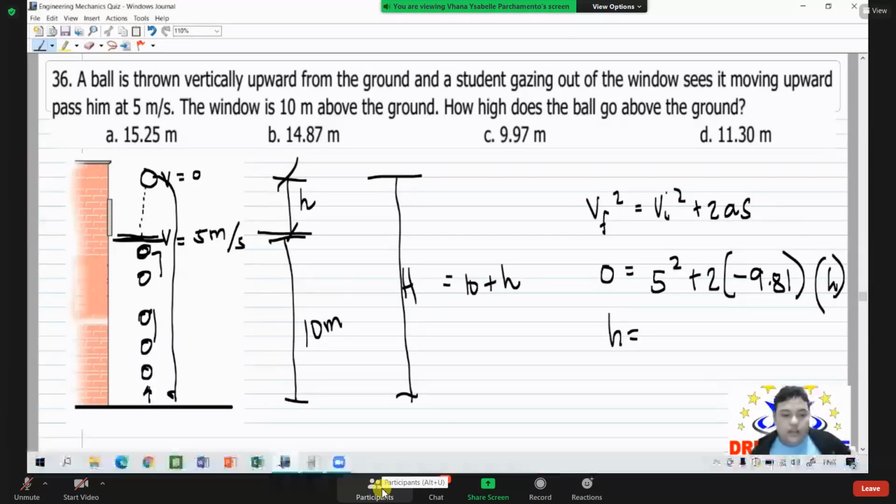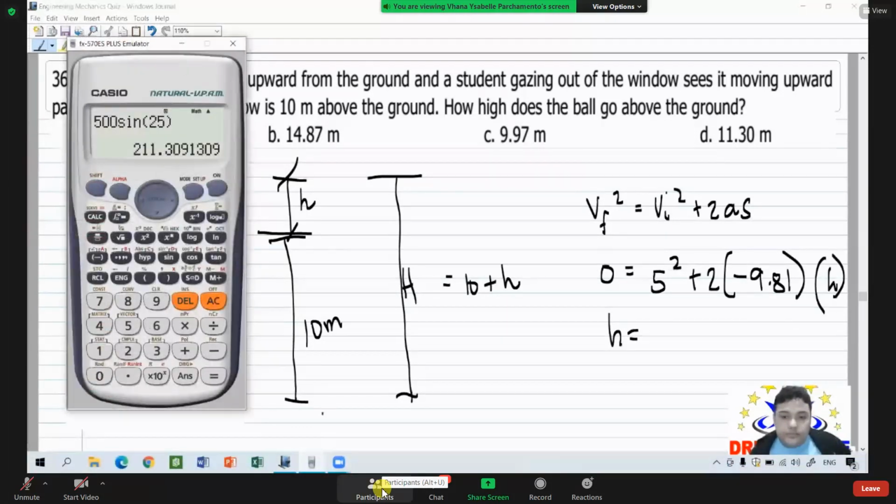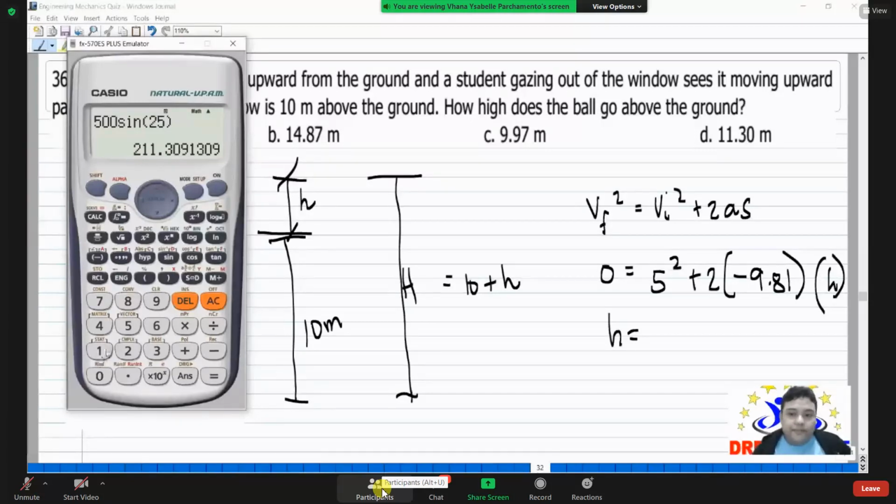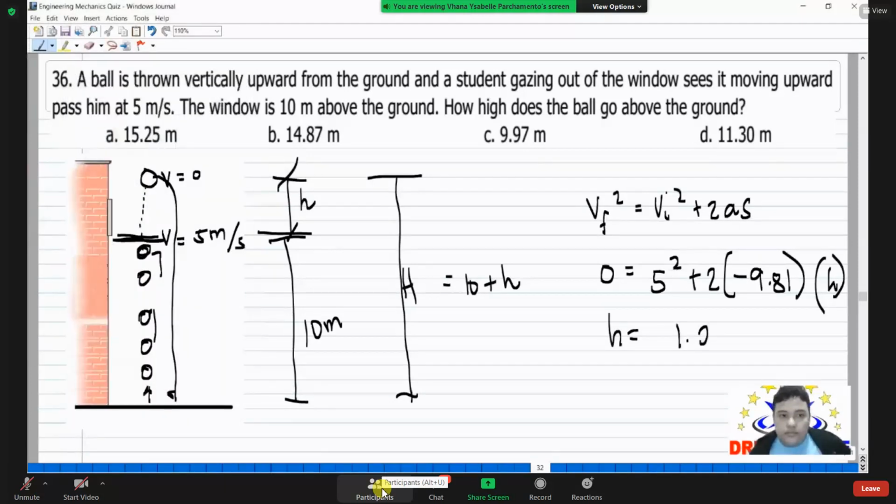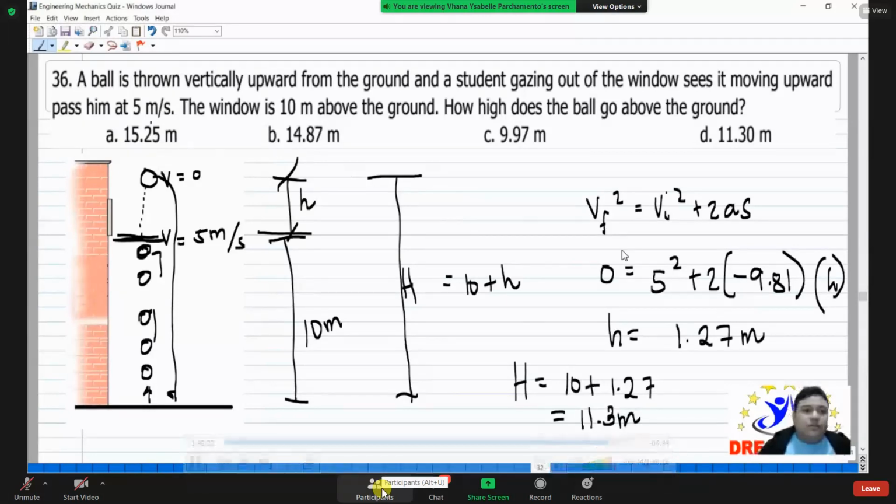So, what is the height equal to? O yung sumobra pa. So, 5 squared divided by 2 times 9.81, which is equal to 1.27 meters. So, therefore, yung capital H natin is 10 plus yung ating 1.27, which is equal to 11.3 meters. Letter D.